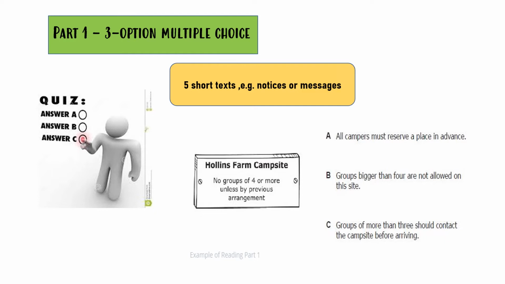You can see that the text is really short, and on the right are your 3 possible options, A, B, or C. Your task is to decide which of the 3 options reflects the meaning of the text, or which of them is a fully true statement. Once you have decided, you also have to transfer your answers onto a separate answer sheet that the examiner gives you at the beginning of the exam.